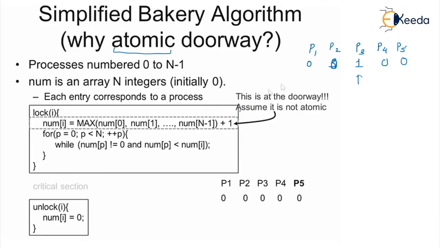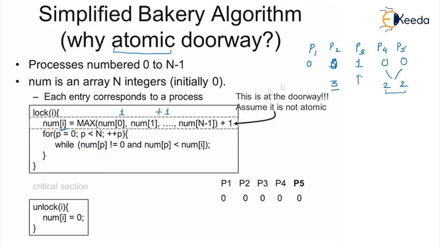Then P4 and P5 try to take the number, the token, and in that process both of them execute the statement simultaneously. The maximum value of num 0 to num n-1 comes out as 1 for both of them, and in that case the value assigned to both is 2. Then comes P2, still trying to lock it, and it gets the value 3.